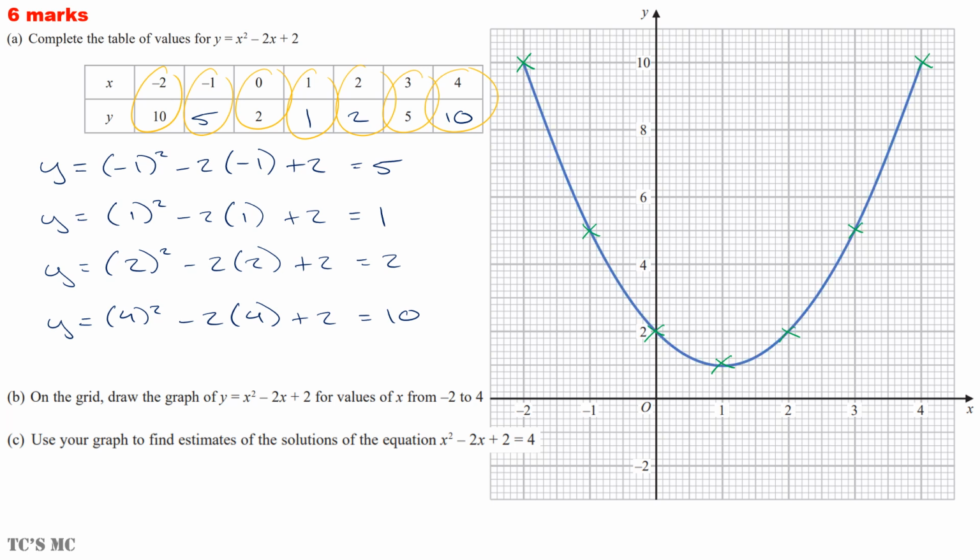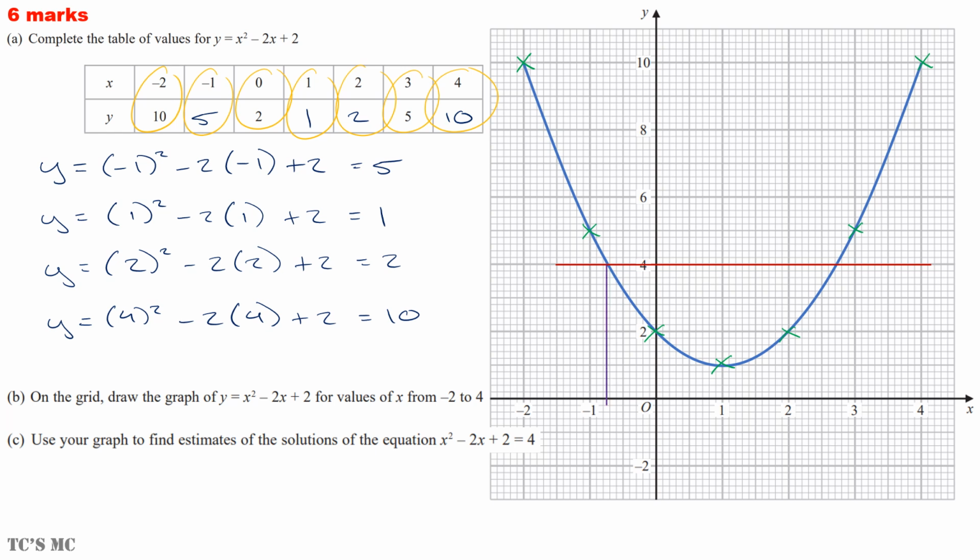Part C. Use the graph to find estimates of the solutions to the equation x squared subtract 2x add 2 equals 4. We need to draw a straight line that goes through y equals 4. That is this horizontal line. Then we need to find the x coordinate where the horizontal line and the curve meet.